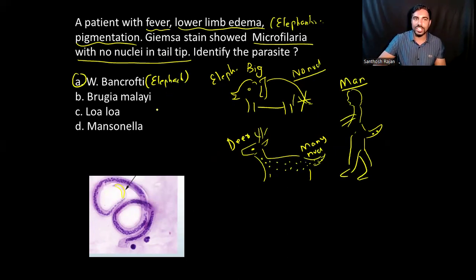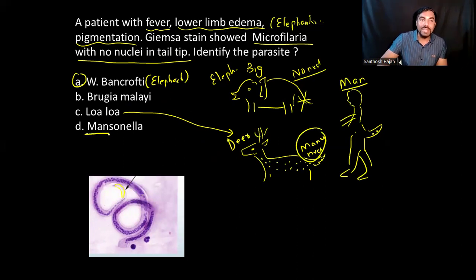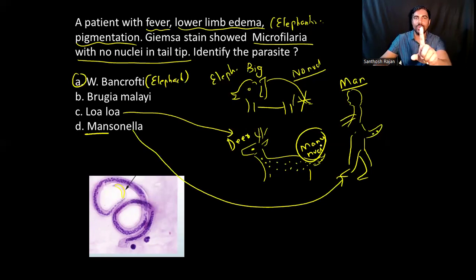Next time, if they ask you about Brugia malayi, nothing; Loa loa, deer fly. Loa loa will have just many nuclei. So if they give the same picture with many nuclei, your answer should be Loa loa. Mansonella, man: if it comes man, remember, man always lives with a boy and a girl. So two nuclei, just two nuclei.